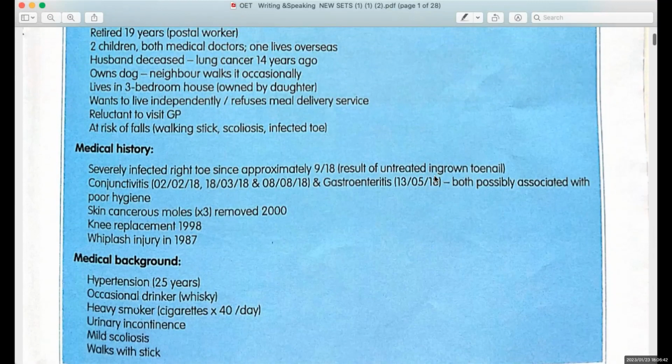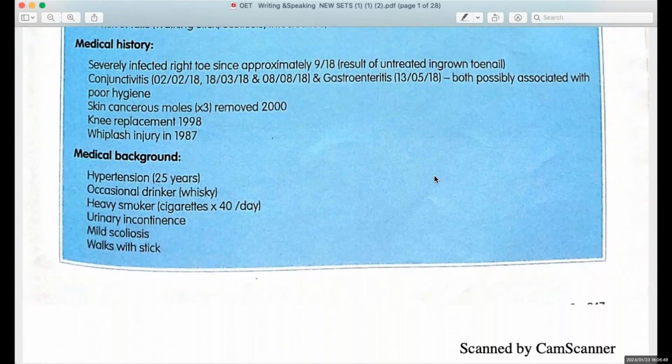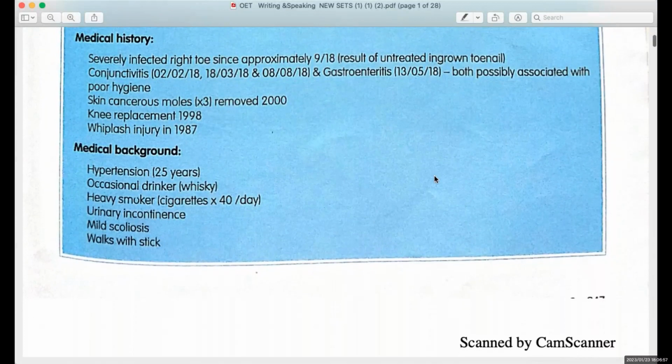Knee replacement 1998, whiplash injury 1987. That's a head injury, a type of head injury. Now, we are going to talk about the relevance of all the information, the things that need to be included in our letter. In the medical background, we have hypertension, 25 years, occasional drinker, whiskey.